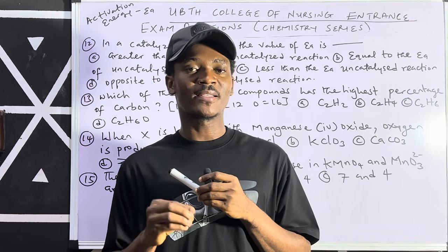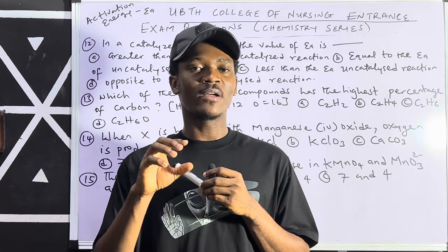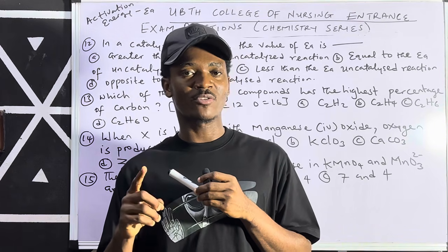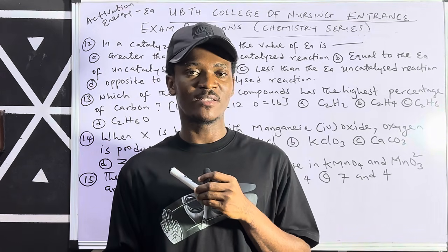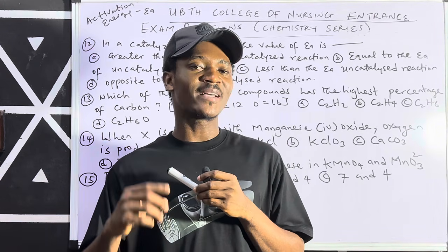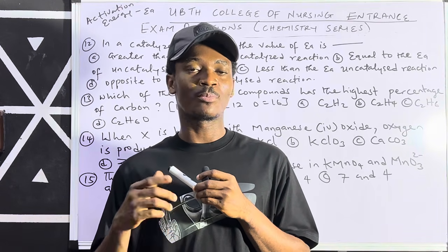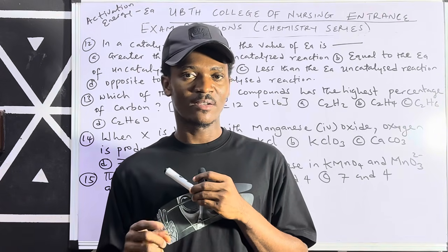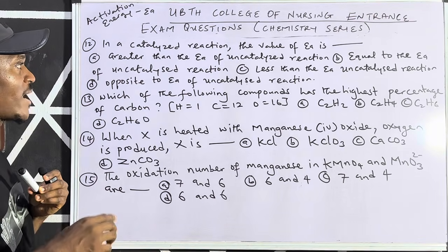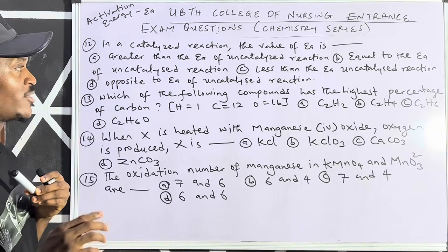Now, a catalyzed reaction means that it contains a catalyst. And for the catalyst to increase the reaction rate, it has to lower the activation energy. How does it lower the activation energy? It provides an alternative pathway with a lower activation energy for a chemical reaction to proceed at a very fast rate. So for a catalyst to increase the reaction rate, it has to reduce or lower the activation energy, or the energy barrier.